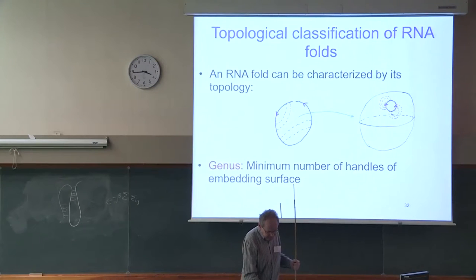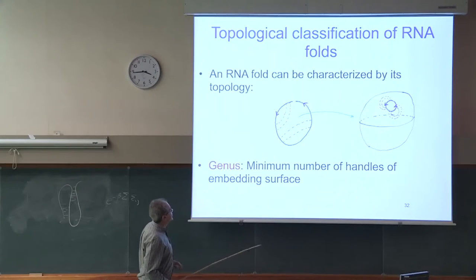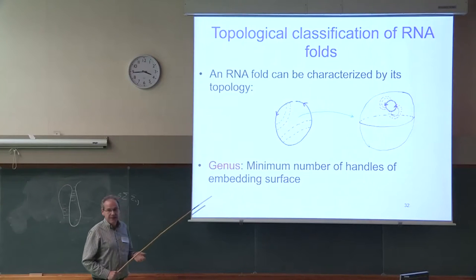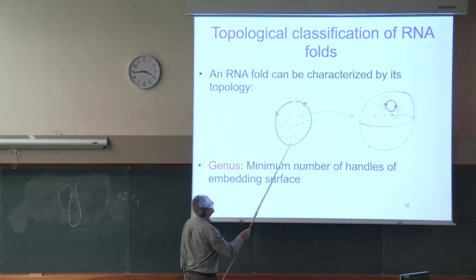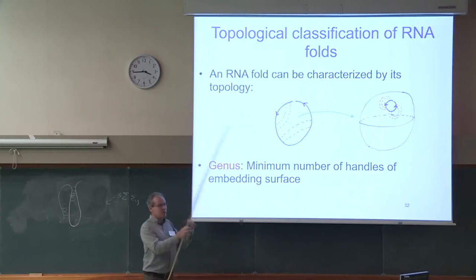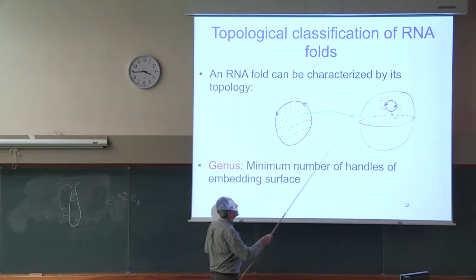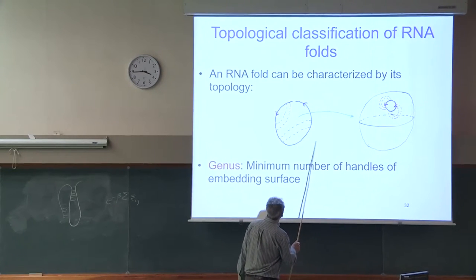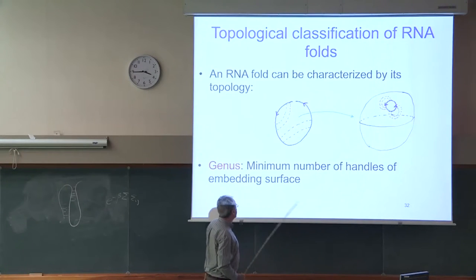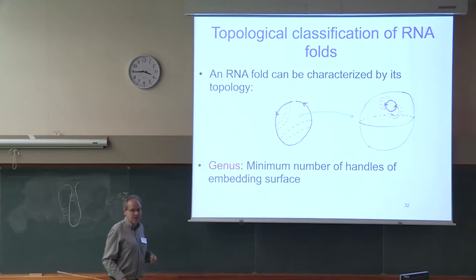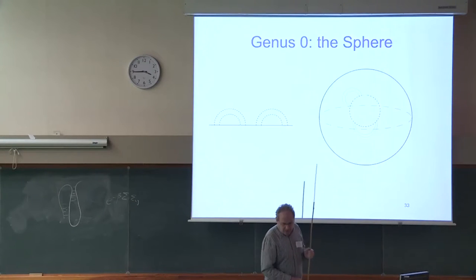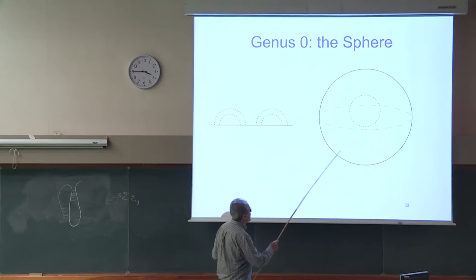Higher genus. So this brings to a natural topological classification of RNA folds. So an RNA fold will be characterized by its topology and in particular by its genus. So if I take, for instance, this graph, these two pairing lines, you put them outside, and this is a puncture in your sphere. So when you put these two pairing lines outside, you can map it onto a sphere, and the genus, of course, as we know, is the minimum number of handles of the embedded surface. So in this case, of course, the graph has genus zero. So the genus zero is the sphere, so you can have complicated graphs with genus zero.